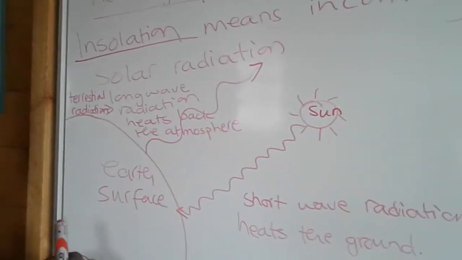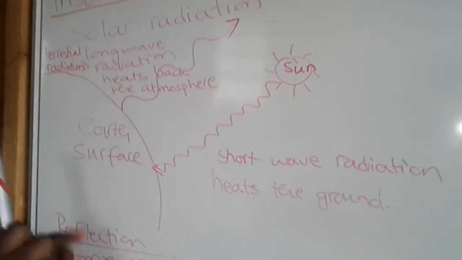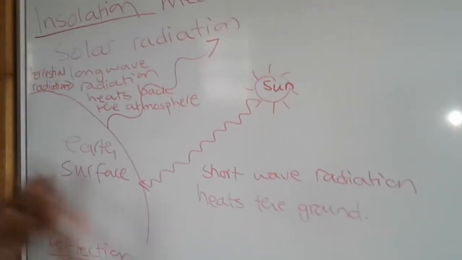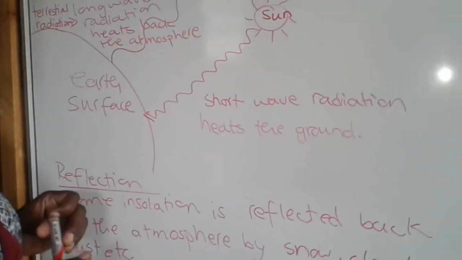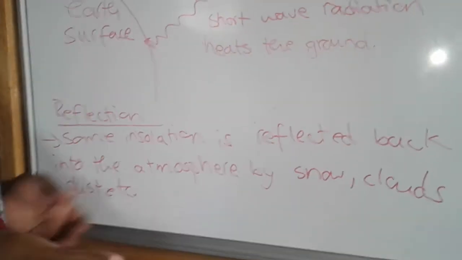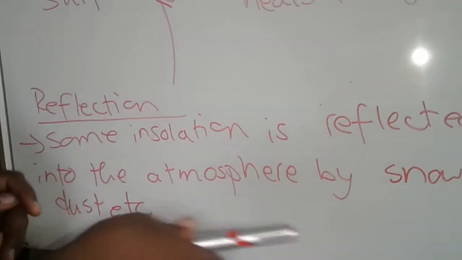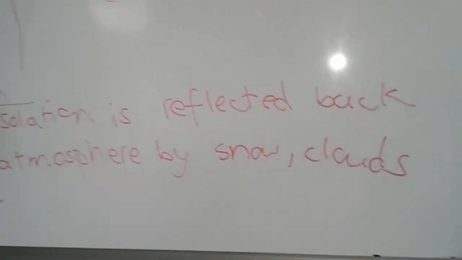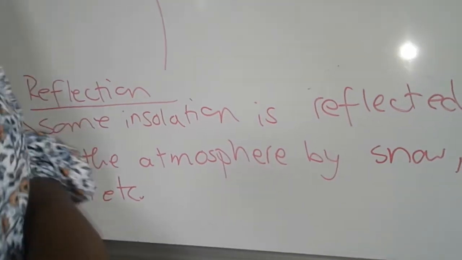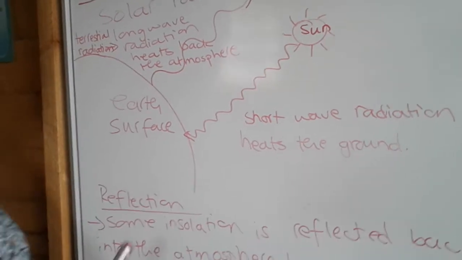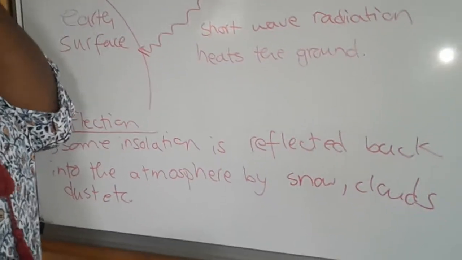Now, when the Earth is being heated, not all heat is going to be absorbed onto the surfaces or into the atmosphere. Reflection also takes place, isn't it? We do have some reflective surfaces in the atmosphere and on the surface that reflect heat back into the atmosphere. This will be the snow, the clouds, and the dust particles that we find in the atmosphere. They reflect heat back into the atmosphere.